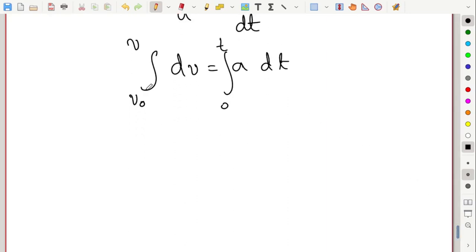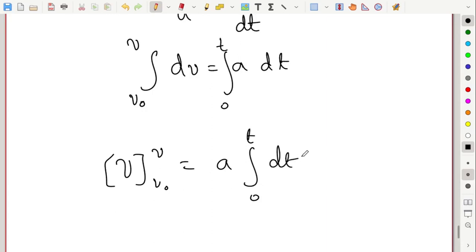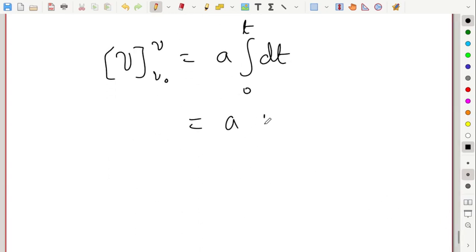Therefore, integrating this, the integral and differentiation go away, and we have v from v0 to v. Here a is a constant. Since it is uniform acceleration, a is a constant, so we can take it out of the integration and we have the integral from 0 to t of dt. So this can be written as a times t from 0 to t.